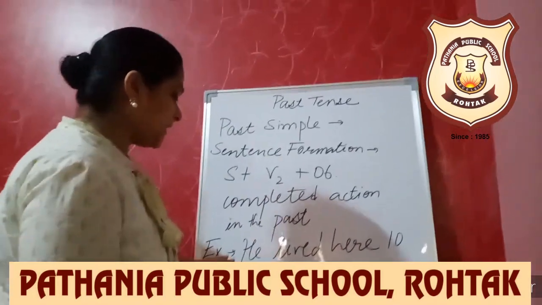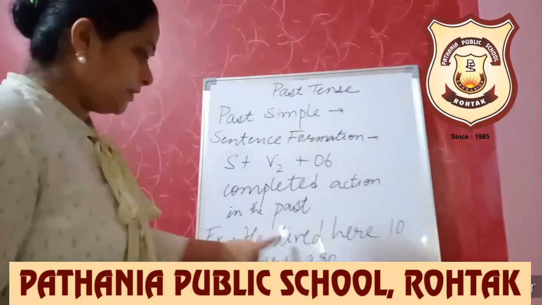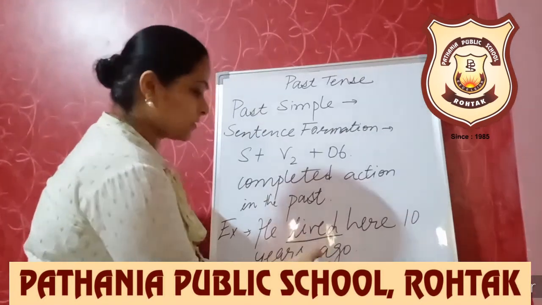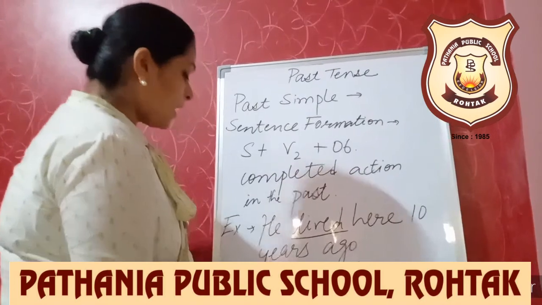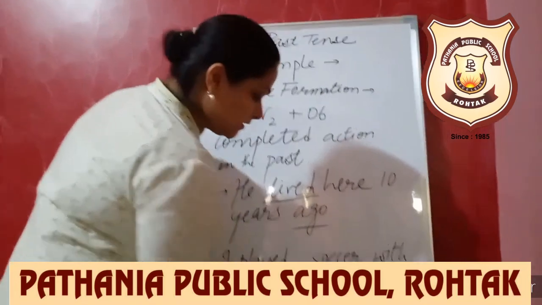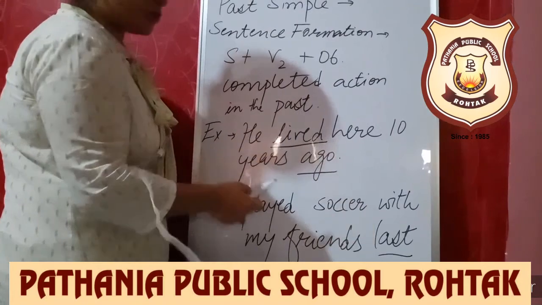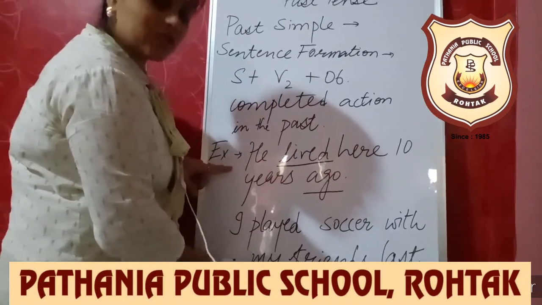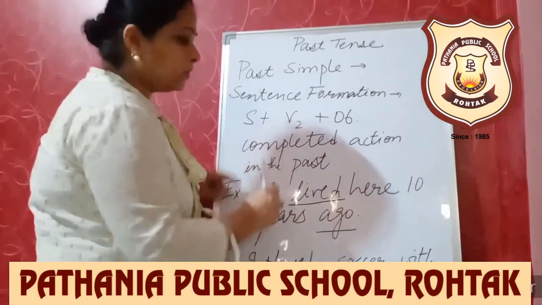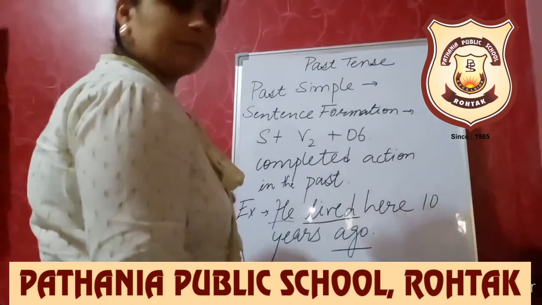Here I am putting an example as well. He lived here 10 years ago. He lived. So this is an indication of the past, and also "ago" is there. I played soccer with my friends last Sunday. Last Sunday. So this is the completed action in the past. We have applied past simple in this, only the second form. So this is the use of past simple tense.